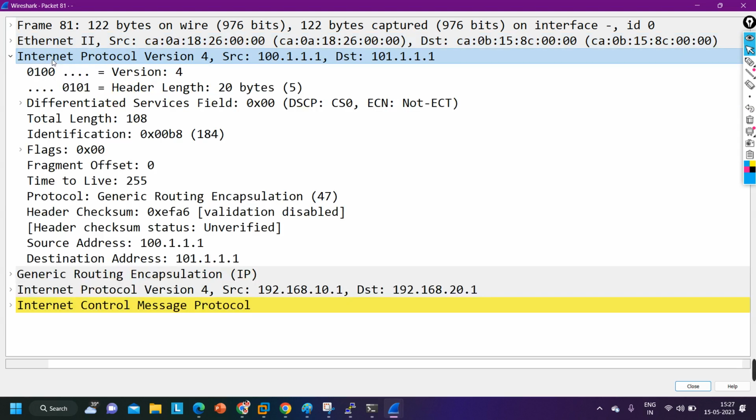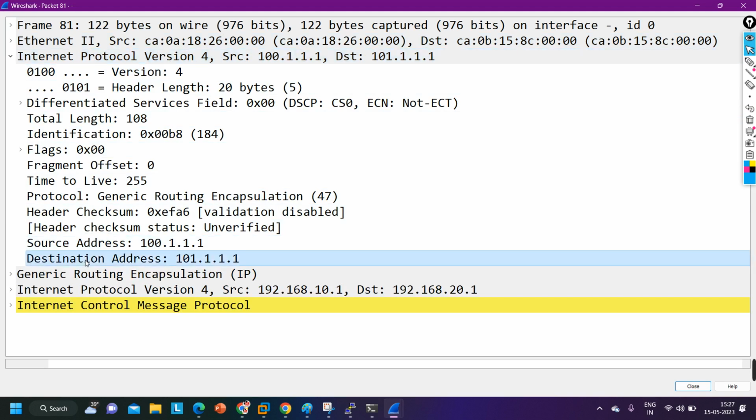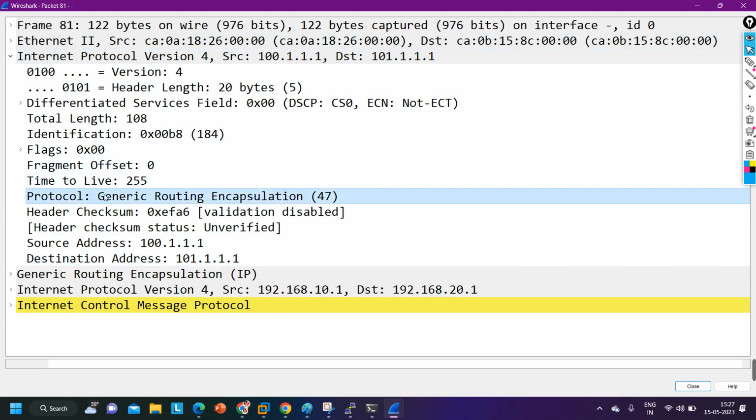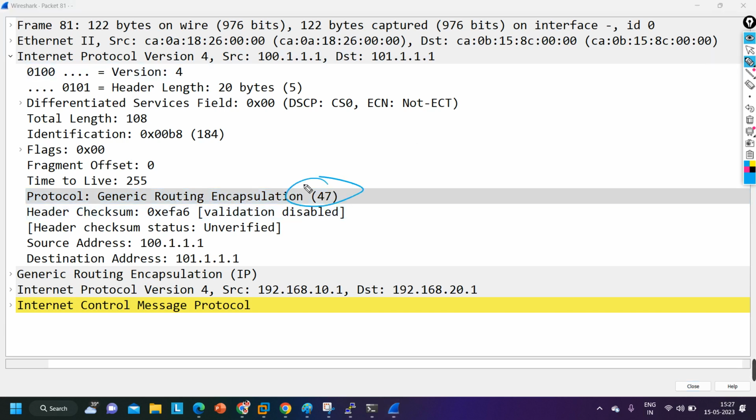In this IP header, you can see the source IP is the tunnel source IP address and the destination is the tunnel destination IP address. Who hands over the actual packet, meaning what is the upper layer protocol? GRE, Generic Routing Encapsulation, and the protocol number of GRE is 47. Getting my point? So what is happening on router number 1?